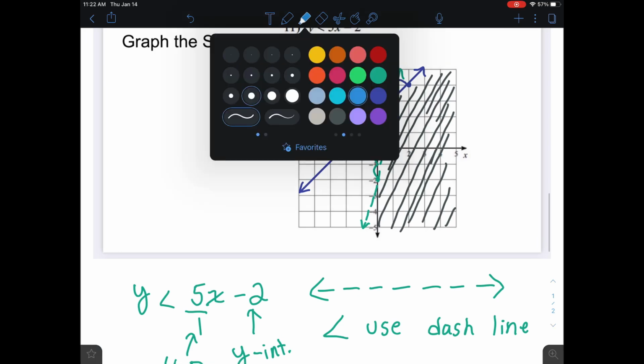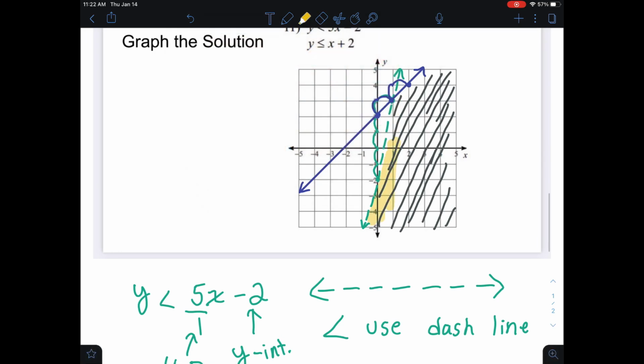You can highlight it in another color. So this is your answer right here. This is where both of them overlap. So that's how you'd write your answer.